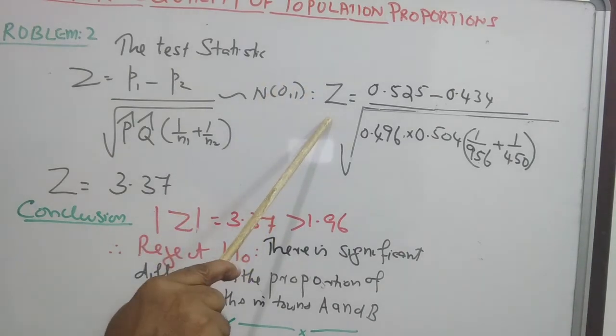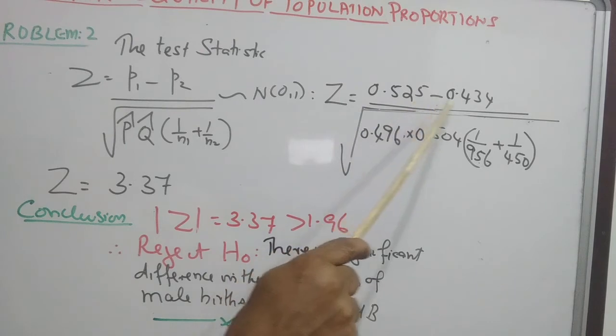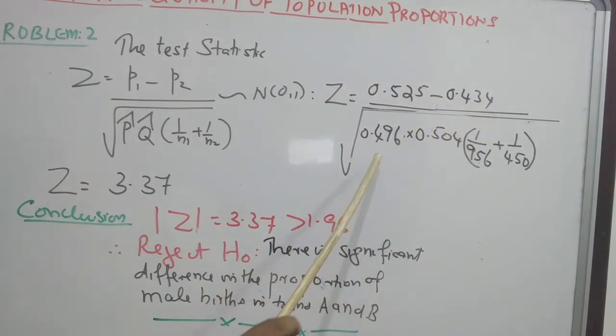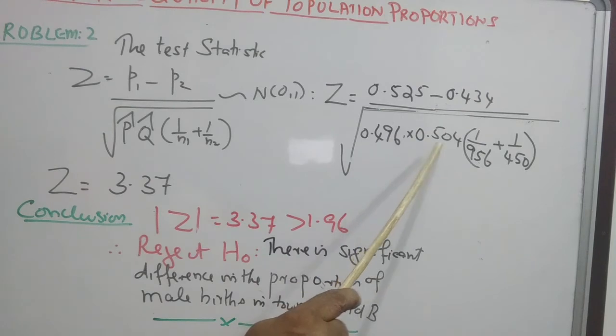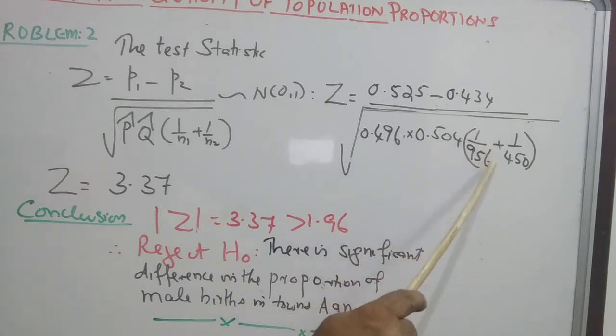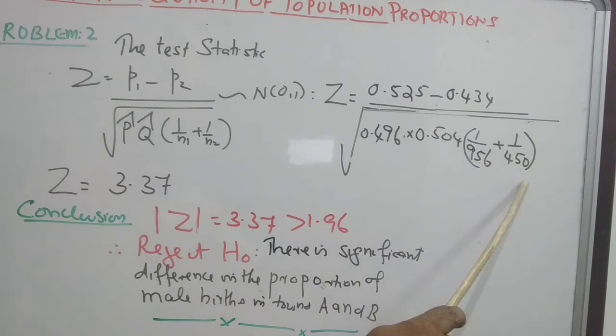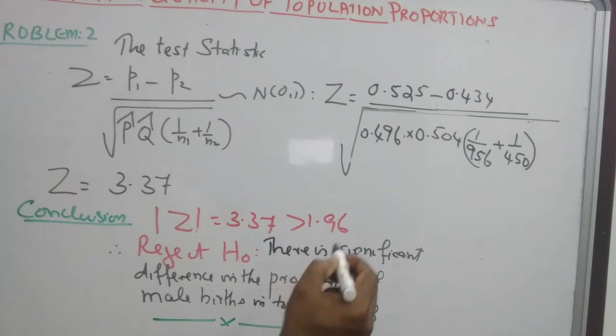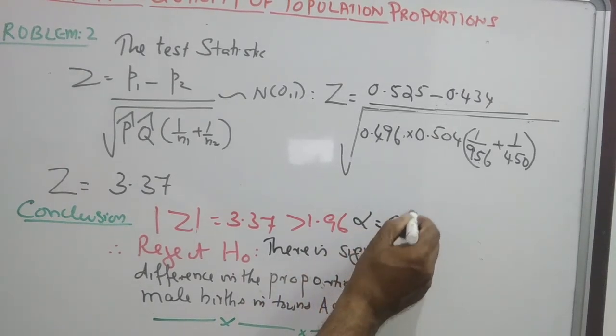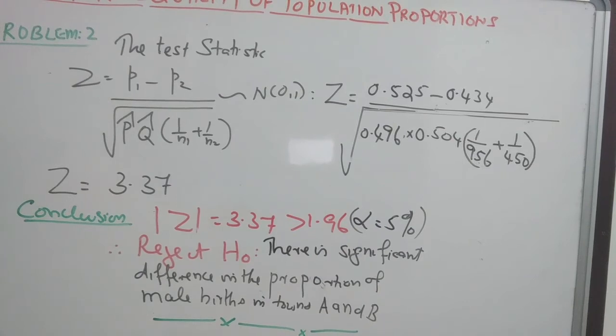Then the numerical value of Z is 0.525 minus 0.434 by root of 0.496 into 0.504 into 1 by 956 plus 1 by 450. That is 3.37 on computation. Then the conclusion. The absolute value of 3.37 is greater than 1.96 at alpha equal to 5%. Unless otherwise stated, we use 5% level of significance.